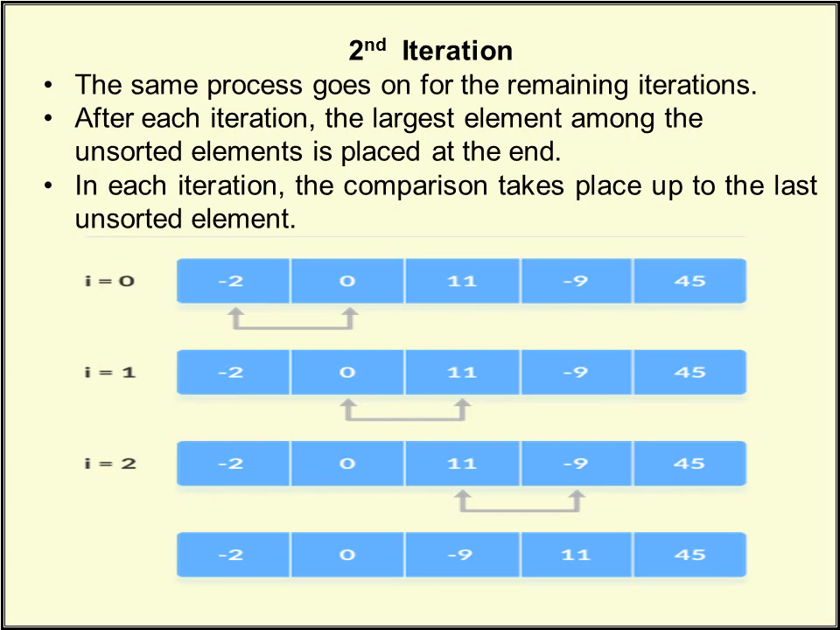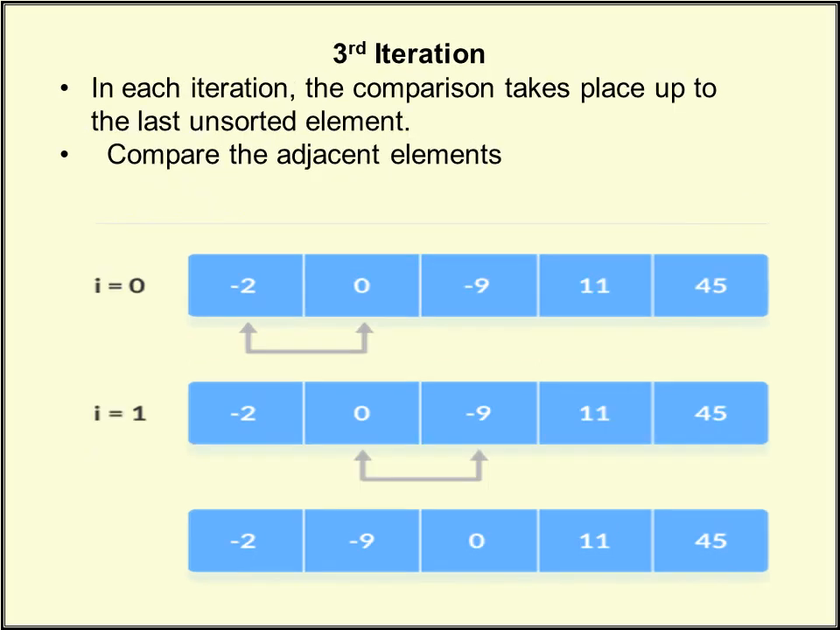We again compare the values of the last indexes, that is 11 and 45. Since 11 is already less than 45, no swapping will occur. From the second iteration, the list we get is -2, 0, -9, 11 and 45. This list is used in the third iteration, where the same process will continue.